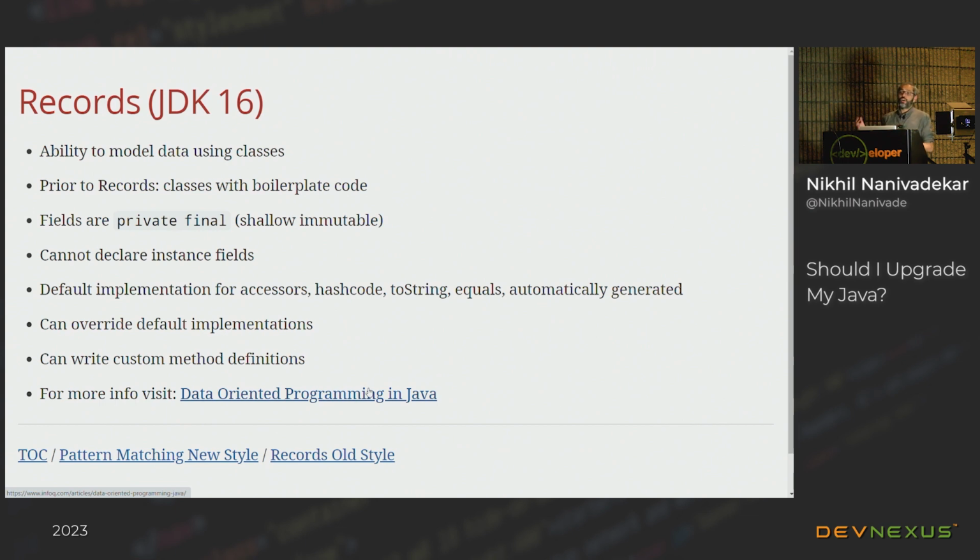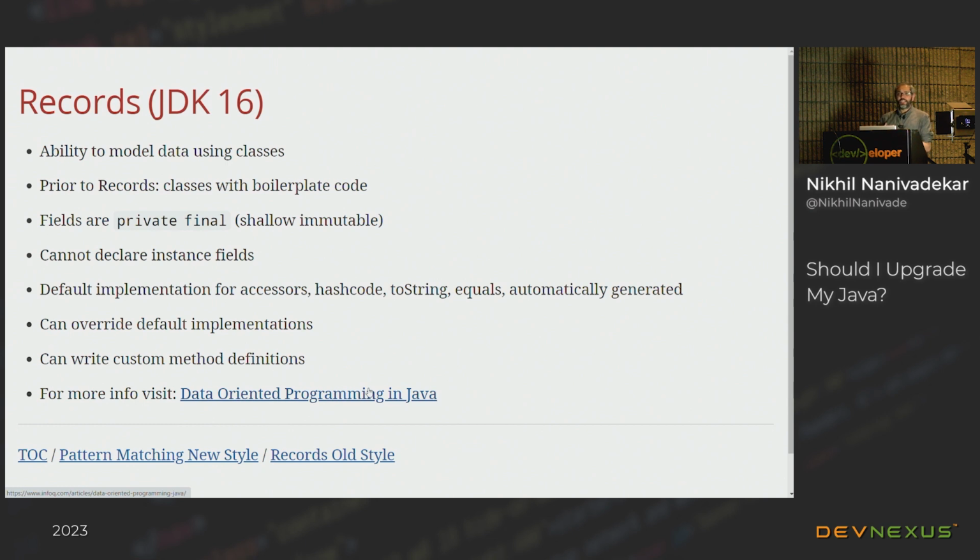We had a few libraries like Lombok come in to reduce the amount of boilerplate code we had to write, but they were not available as a part of the JDK itself, right? We had to write a ton of boilerplate code like getters, setters, constructors, toString, equals, hashCode, etc., right?